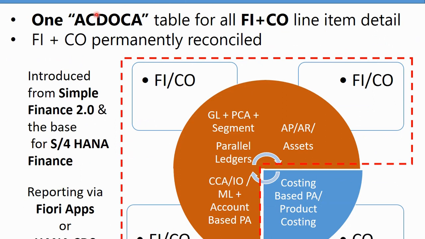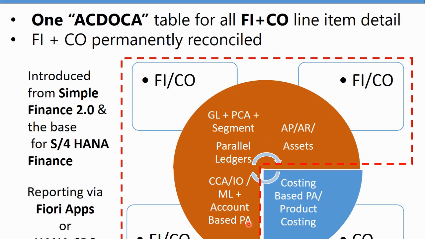So today we talk about the Universal Journal as part of S4. The key concept here is that there's one table for all FI and CO line item details. So the logical document disappeared, and it became a new table called ACDOCA. This stands for Accounting Document Actuals. That's how SAP came up with it. This table contains all FI/CO details, and the main benefit is that FI and CO are permanently reconciled because they are in the same table. This was a key breakthrough.